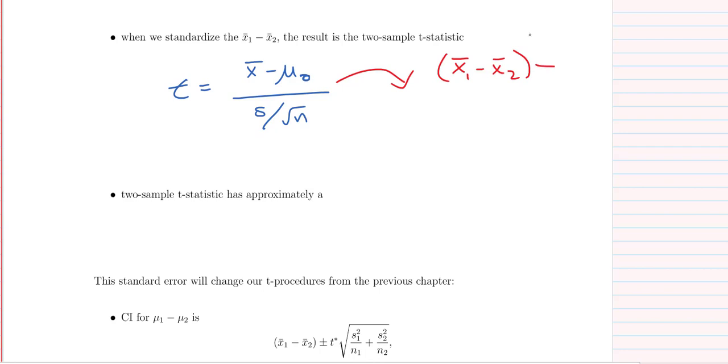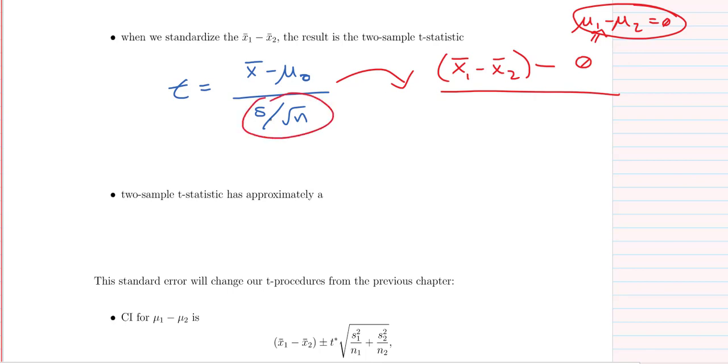Minus, what is our null difference? Well, our null is a statement of no difference, so that just means it's 0, which is mu1 minus mu2 is equal to 0. This is our null statement for all two-sample t procedures. Divided by, and well, we know that this is different now. We're just going to plug in our new fancy square root of s1 squared over n1 plus s2 squared over n2. So this is our new t-statistic.